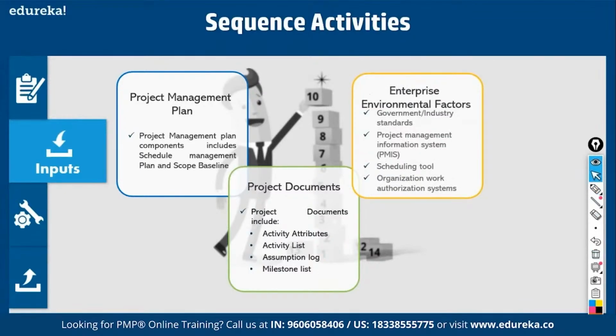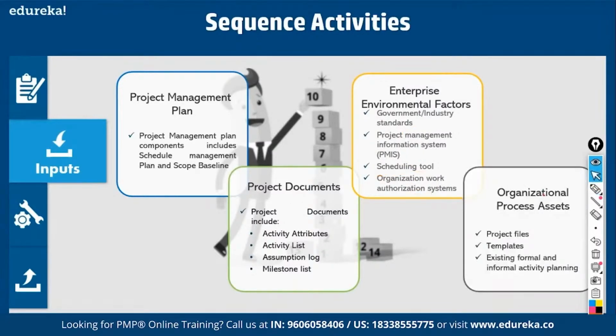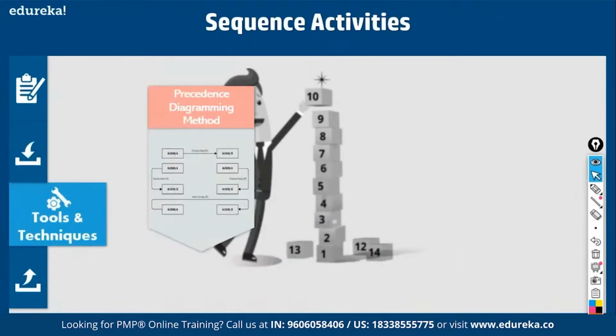Then enterprise factors, any PMIS. What is a PMIS? Any scheduling tool that you use or any sequencing tool that you use, right? Any work authorization system, right? If there are any government standards, you have to adopt them. Then organizational processes, project files, templates, etc. You can use them. Precedence diagramming method.